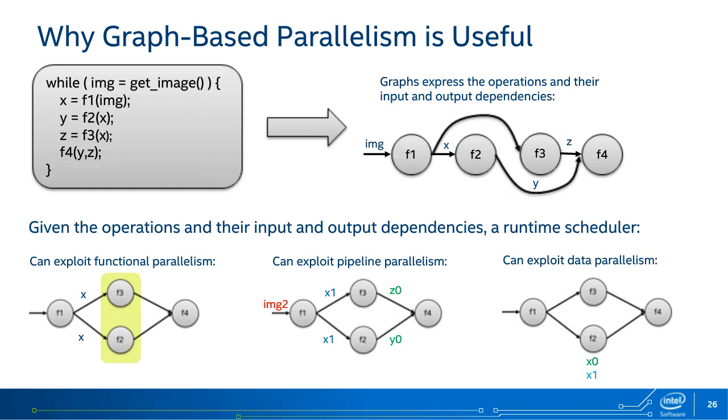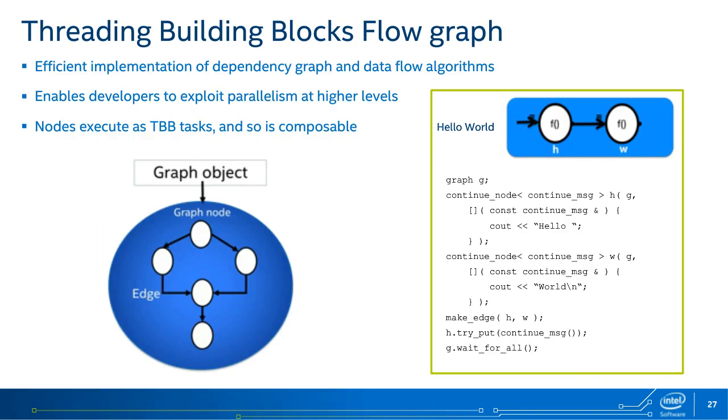So what is the syntax? The Threading Building Blocks flow graph API is an efficient implementation of dependency graphs and data flow graphs. It lets us express this higher level parallelism in our applications. And the nodes, as I said, execute as TBB tasks, and so the execution is going to be composable. On the right, we see a real simple example. It's a hello world kind of example. There's actually no parallelism in this particular example as expressed, but it shows you what the syntax looks like.